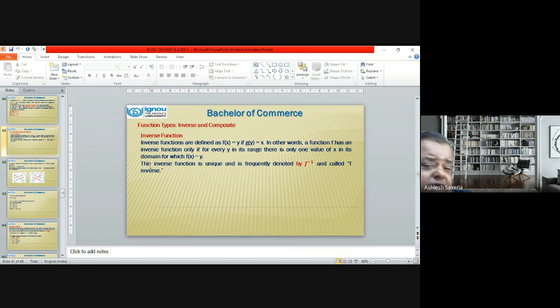The inverse function is unique and is frequently denoted by f raised to the power minus 1. You might have seen this as we have done it in matrix inverse.